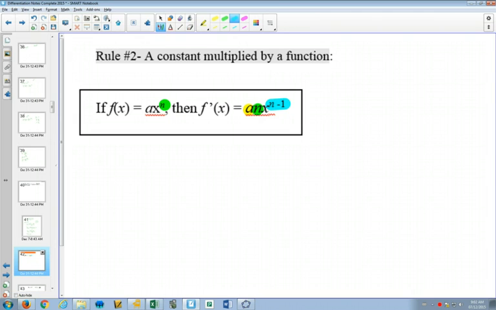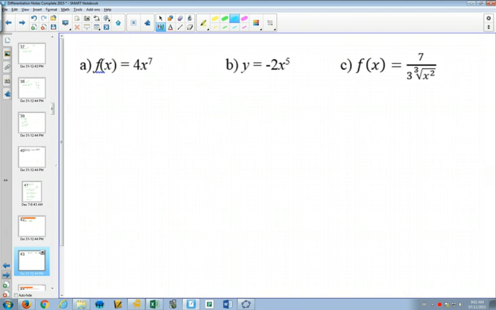So really what the constant rule is telling us here is that it doesn't affect it. You apply the same rule as rule 1, and a number in front just means that you're going to have to multiply that number in front by that. So here we've got 4x to the 7. If my 7 were to come in front, 7 times 4 is 28. Subtract 1 from the exponent. 28x to the 6.